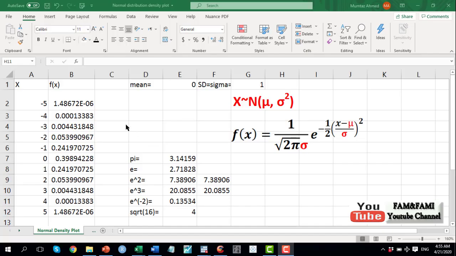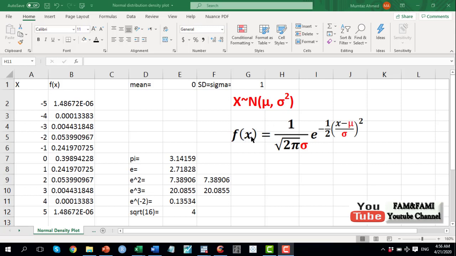In this video we will learn how to plot normal density curve. So let x be a random variable which follows normal distribution. So x is normally distributed, and a normal distribution, as we know, has two parameters. First one is the mean and second one is the variance. So generally this is written as x is normal with mean mu and variance sigma square.